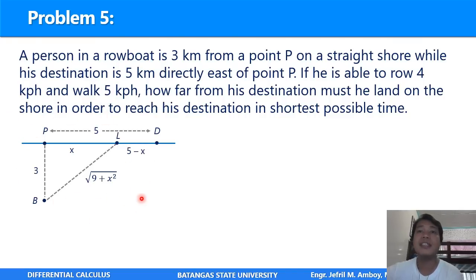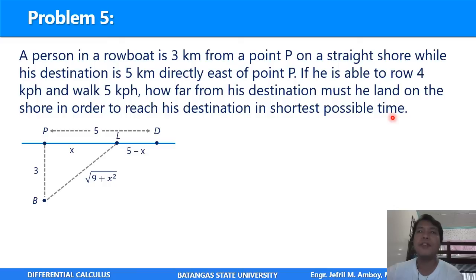So the next step is to formulate the working equation. And again, the working equation is the quantity that you want to maximize or minimize. But in this case, we want the shortest possible time. So we want to minimize. What quantity are we going to minimize? Shortest possible time. So we will minimize the time.